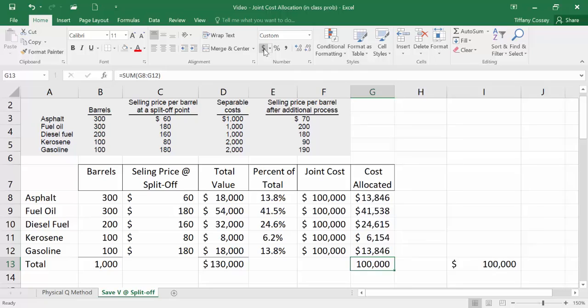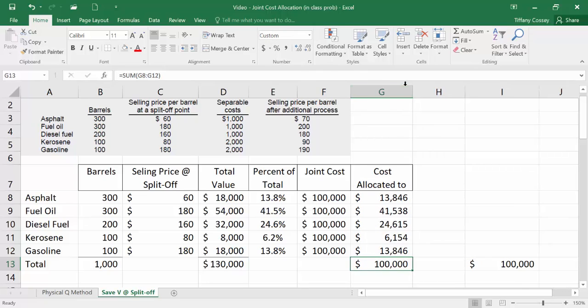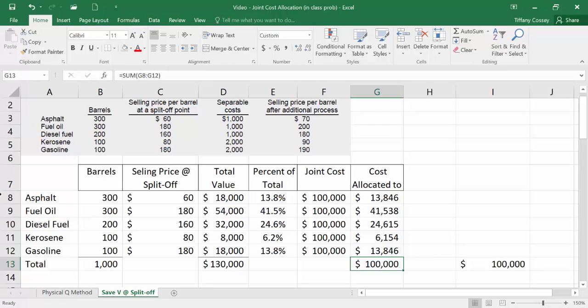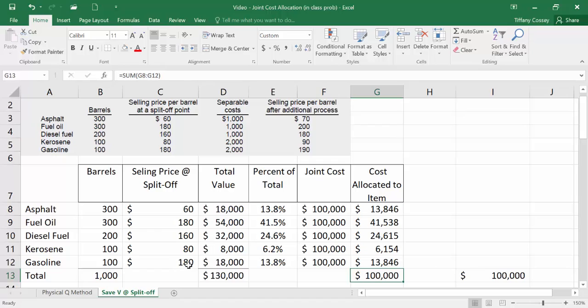To make sure that I have a total of $100,000, because all of my allocated costs should come out to the total that I was trying to allocate. Okay, and that's how you allocate using the sale value at split off. Again, my bad typing strikes again.